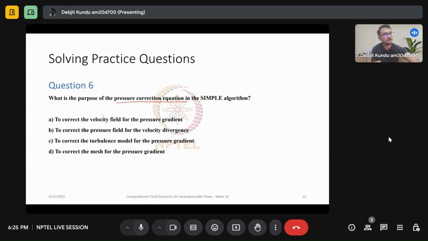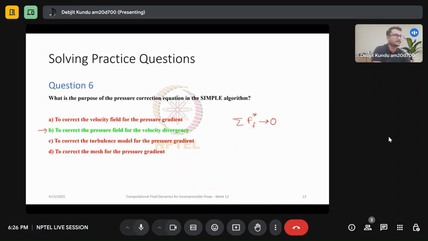Okay, let's take a look at the solution. It's actually option B, that is to correct the pressure field for the velocity divergence. So it's the velocity divergence which gives us the convergence criteria, right? The summation of F being equal to 0. It originally is not equal to 0, but as we go through more steps and approach the solution, it should tend towards 0.